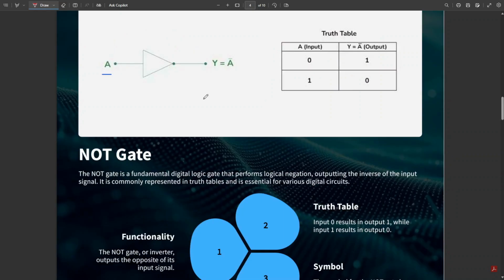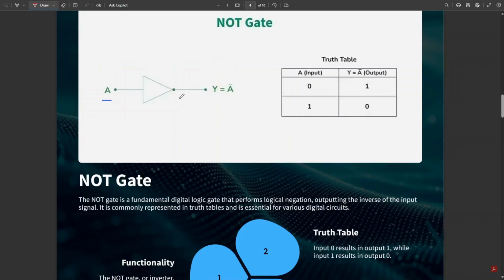So next up, we have the NOT gate, also called an inverter. It takes just one input and flips it. So basically, if you have A, the output is going to be A prime. Look at this table: if you have 0, then you'll get 1. If you have 1, then you'll get 0. So it basically just flips the input.